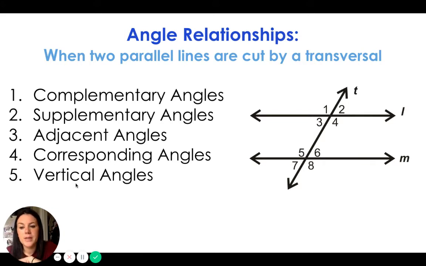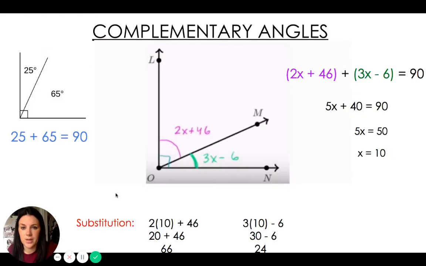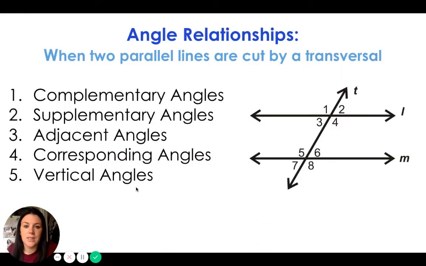Supplementary and complementary should be a review from last year. They deal with the angle measures. There are a few more angle relationships that you need to know, but I'm not going to go over them in this video. So let's start with the first one. Actually in this example right here, there are no complementary angles, and you'll see why.